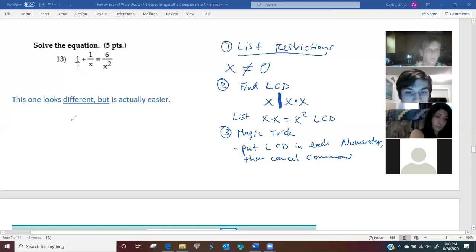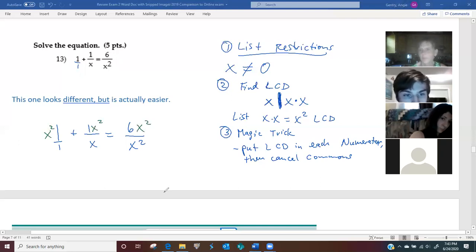It has to happen. So we have 1 plus 1 over x equals 6 over x squared. So then you're going to say, I have an LCD. This is technically the numerator, so I'm going to put my x squared here, here, and here. Yes? Do not try to make all the denominators x squared. Students get hung up on that. Yes, when you're adding and subtracting fractions, you have to, but we're not adding and subtracting fractions, we're solving.